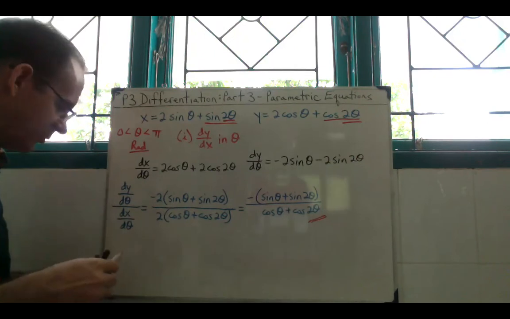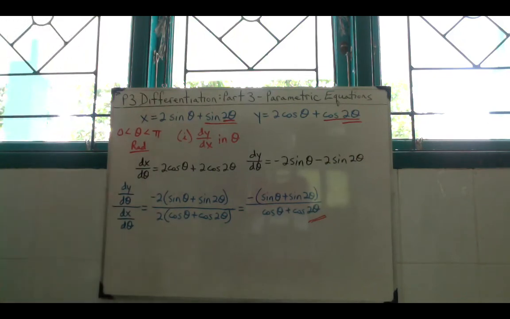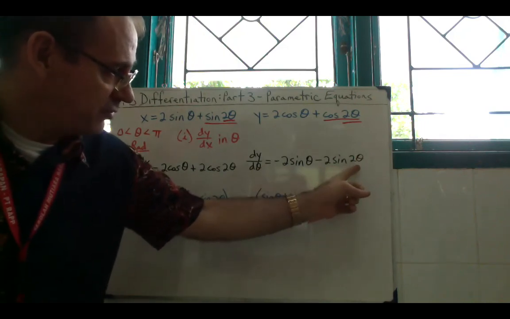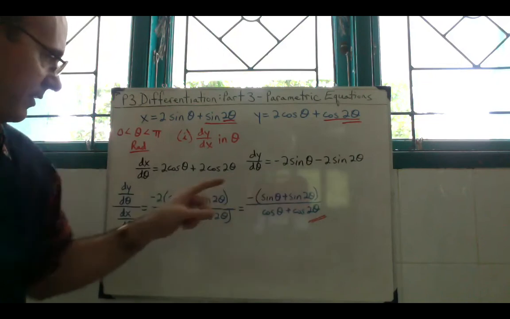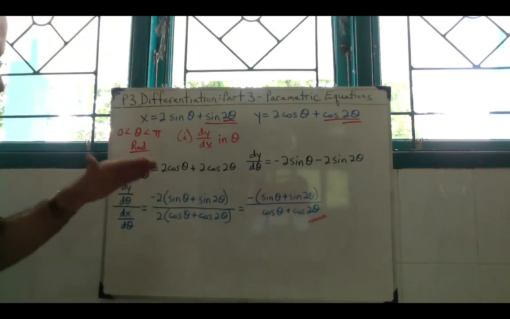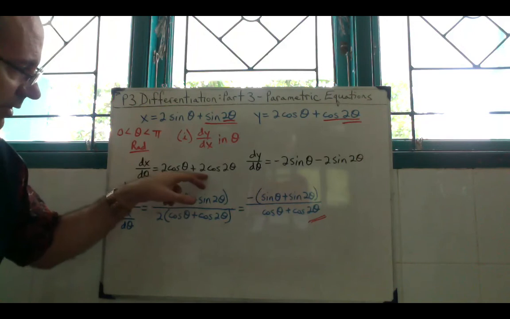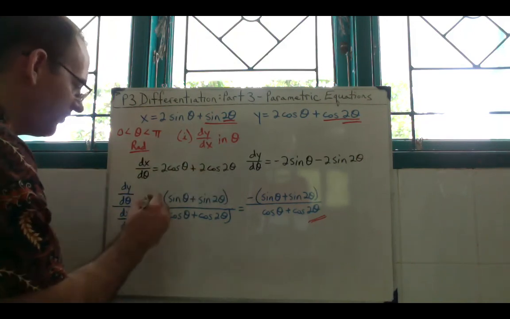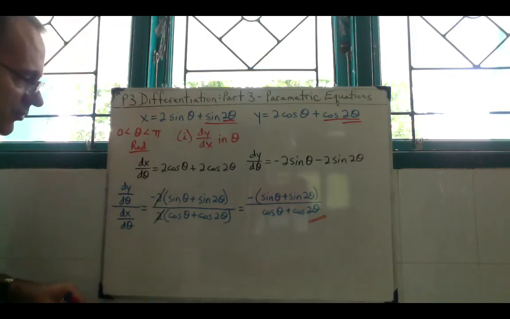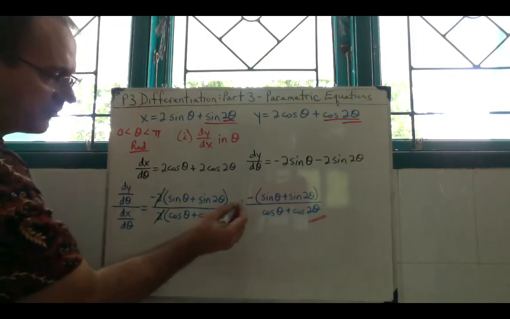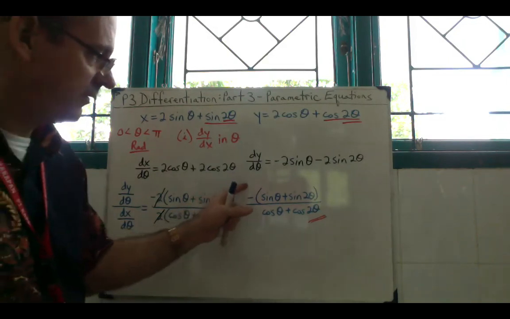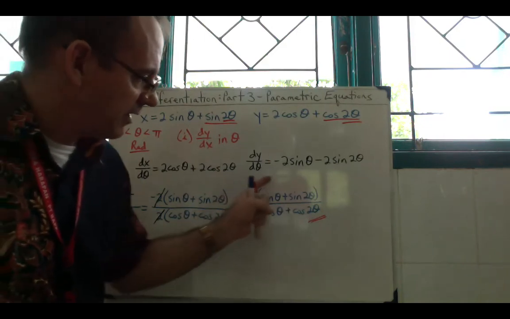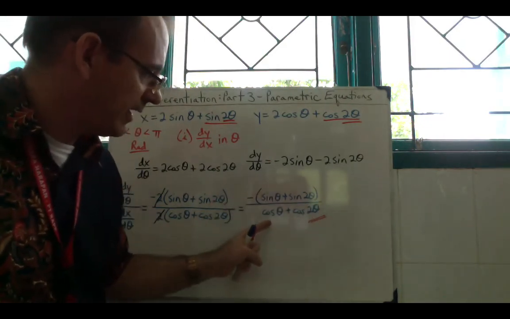Then we want to get our dy d theta over our dx d theta. So negative 2 sine theta minus 2 sine 2 theta, factoring out the negative 2 in front, divided by 2 cosine theta plus 2 cosine 2 theta, again factoring out the 2 in front so that we can simplify this, get rid of those 2's. The negative is still there, so don't forget to add it. You can just put it in the front of the parenthesis, or you could distribute it through either way. This is our equation for that.